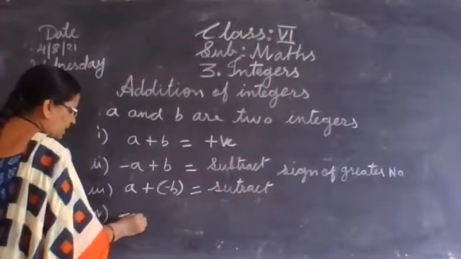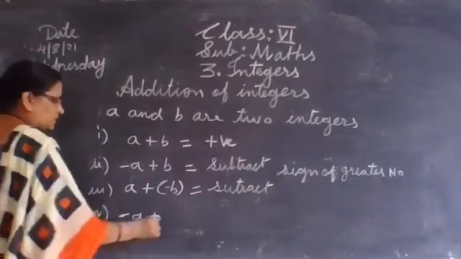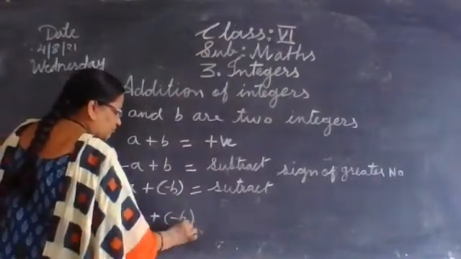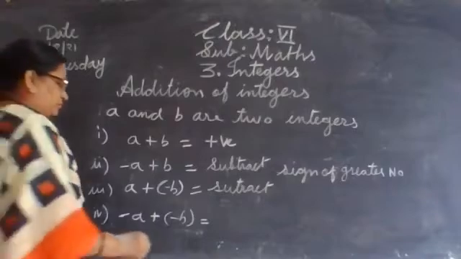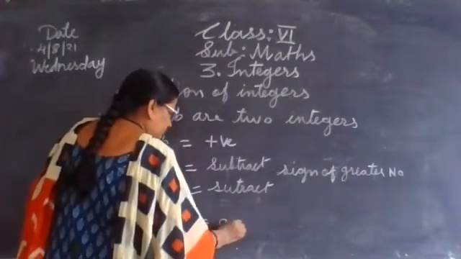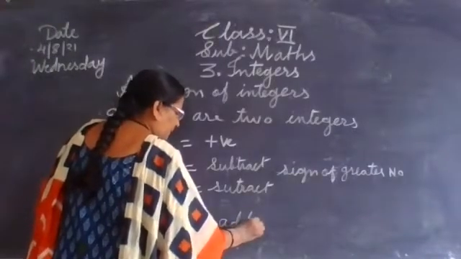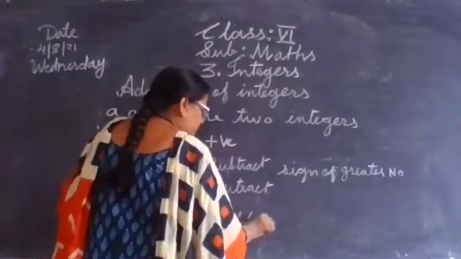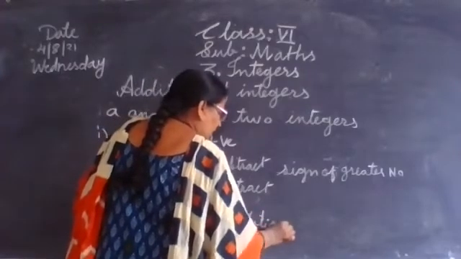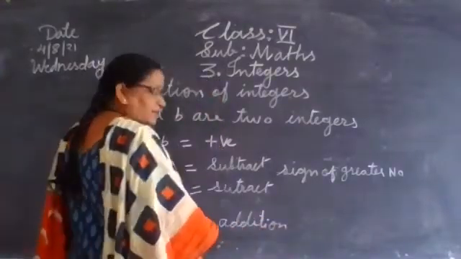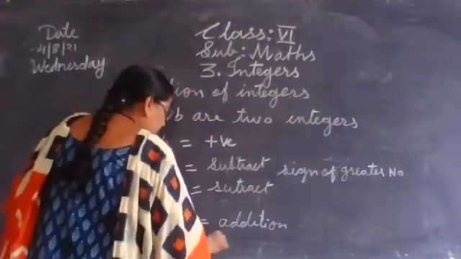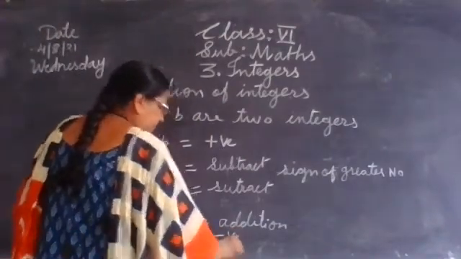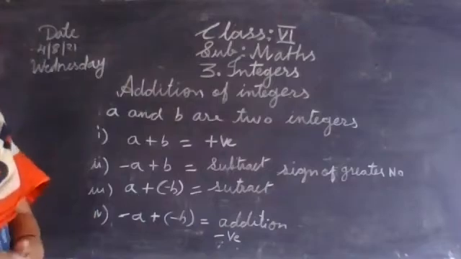When both the integers are negative, means minus A plus minus B, that time you have to add. Addition, और साइन कौन सा लगाएंगे? नेगेटिव. So you have to follow these rules.